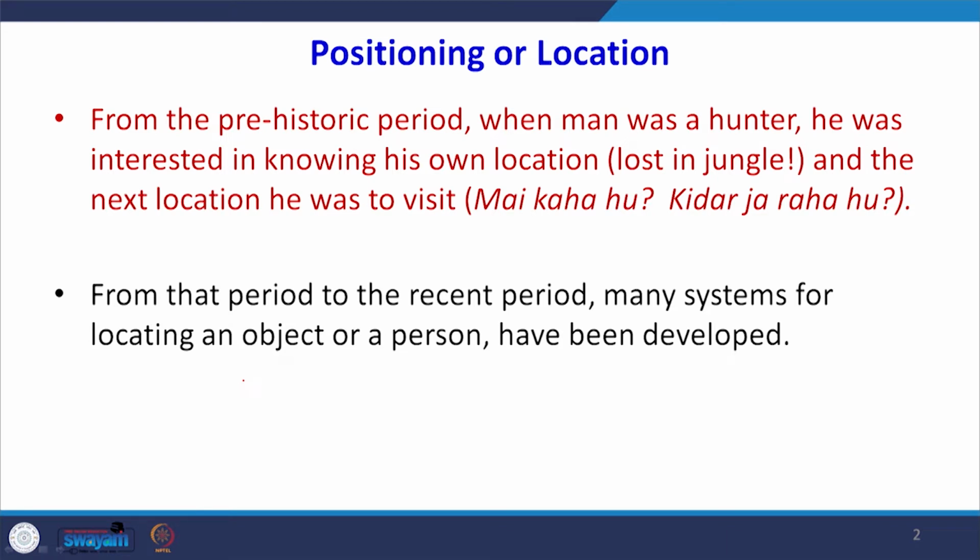So that was the scenario when there was no other method to determine the location, but from that period to the recent period, there are many systems which have developed which can help us in identifying the location of an object or the location of a person on the earth surface.